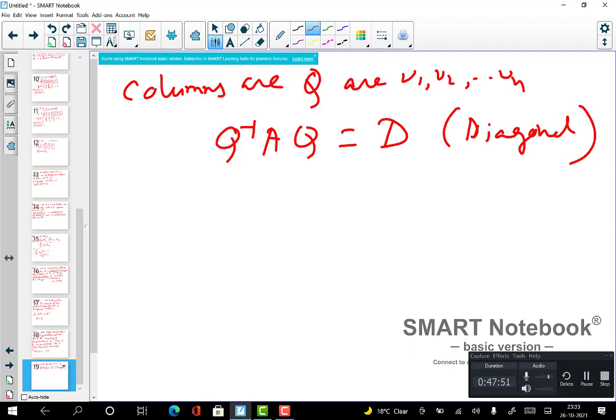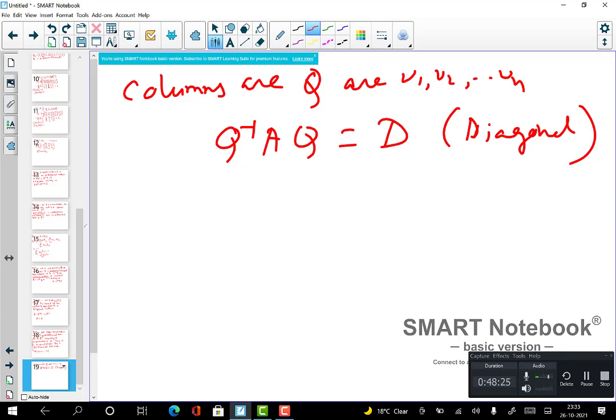Now once you have D such that D equals Q inverse A Q, then you can say that A is similar to a diagonal matrix. But I need to prove something more. I need to prove that A is unitarily equivalent, unitarily similar to D, right? So I need to prove that the matrix Q is also unitary.